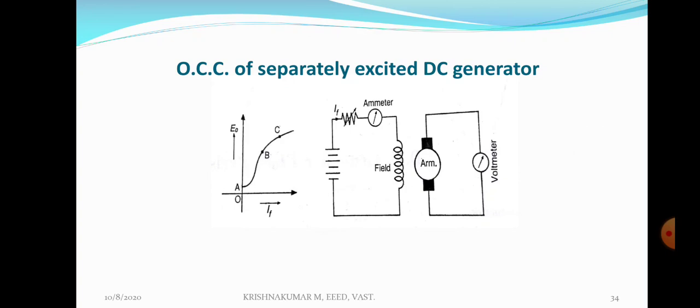What is meant by residual magnetism? OA represents EMF due to residual magnetism. Residual magnetism is the amount of magnetism retained in a material after the removal of magnetizing force. Here the magnetizing force is current, that is, the field current.